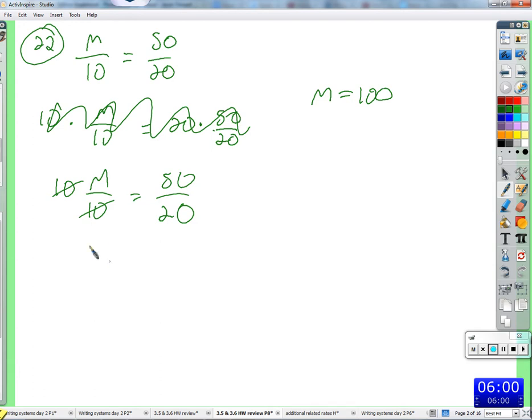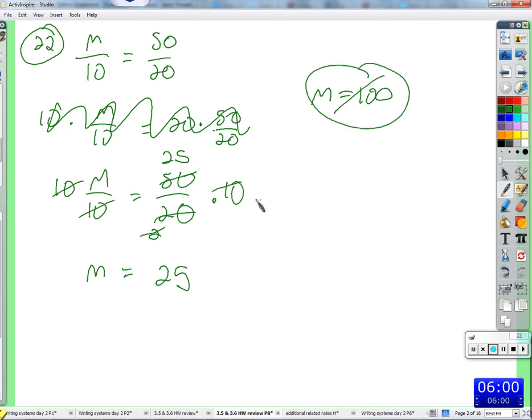It cancels out. We have m equals 50 over... Oh, sorry. Multiply by 10. Cancels that out. We're left with 2 divides 50, leaving 25. So I've written too much. And m is 25, not 100.